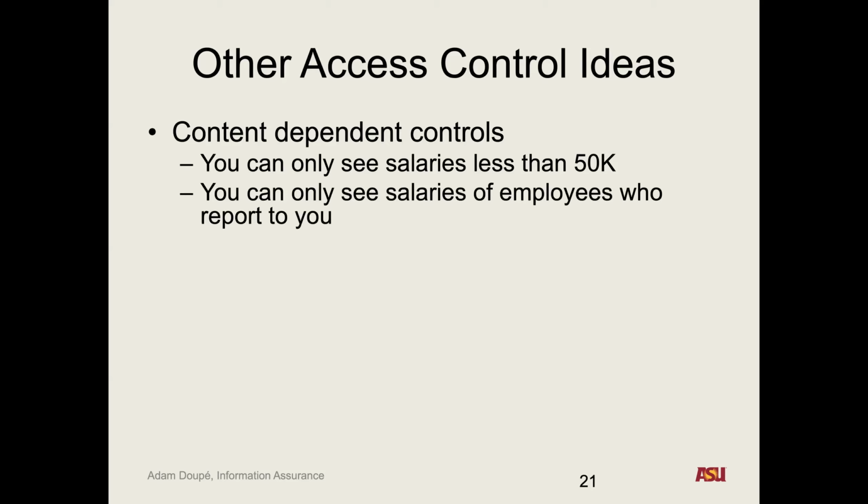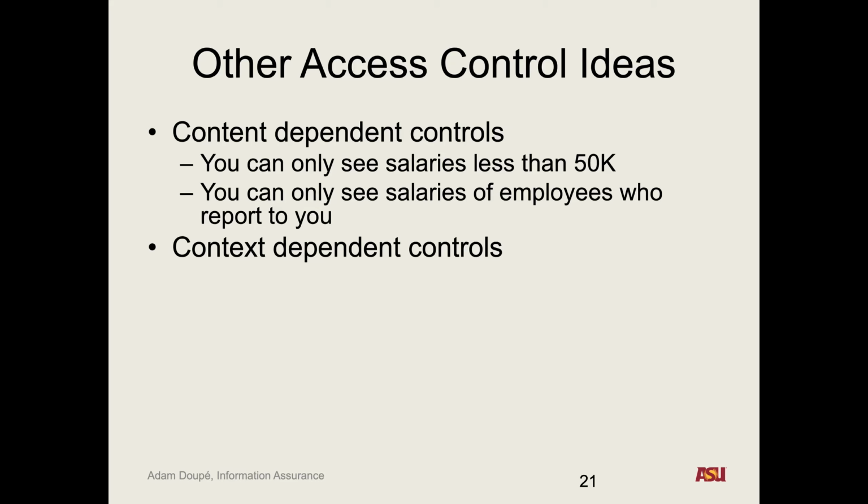Another example of this that's probably more familiar: if you think about a traditional organization, there's kind of a tree structure. There's the CEO or whoever at the top, employees that report to them, and then each of those people has employees that report to them, all the way down. So in terms of the salaries of the employees, you may only be able to see salaries of employees who report to you. Again, that's dependent on the content and the structure of the organization.